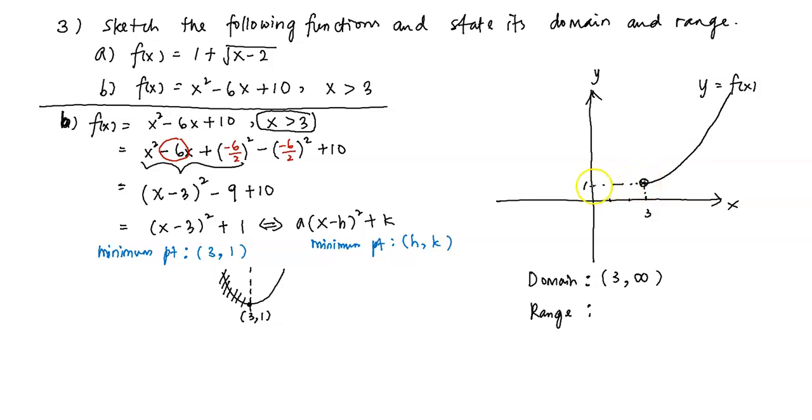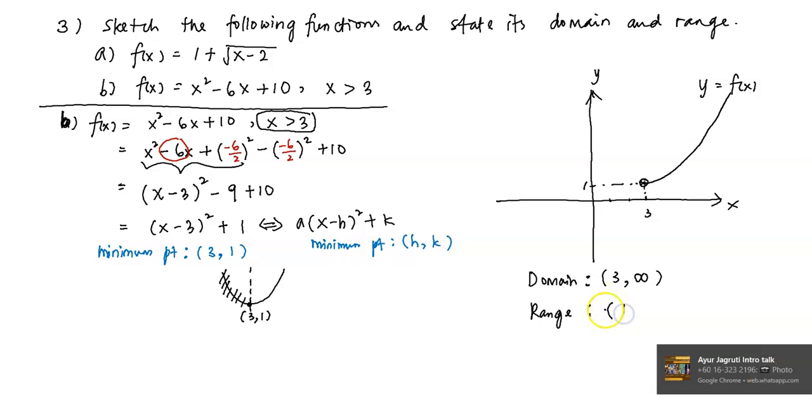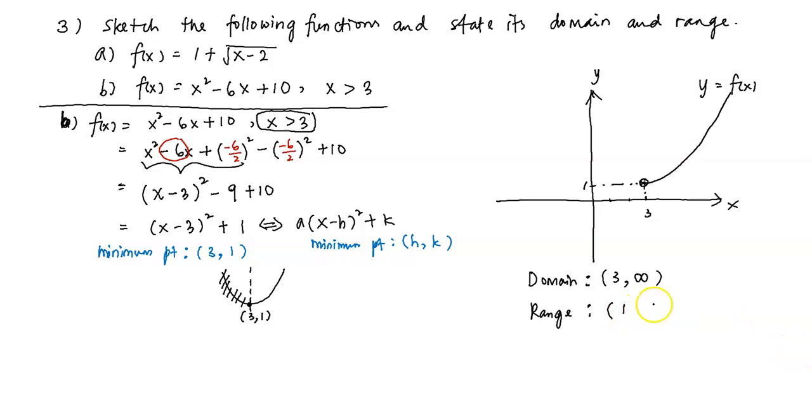And what is the y value? The y value is 1, meaning that the minimum y value is 1, but it does not include the 1. So you put the bracket over here. And then after that, it will be until infinity, because the graph keeps on going up like that. So this is your domain and range for question 3b.